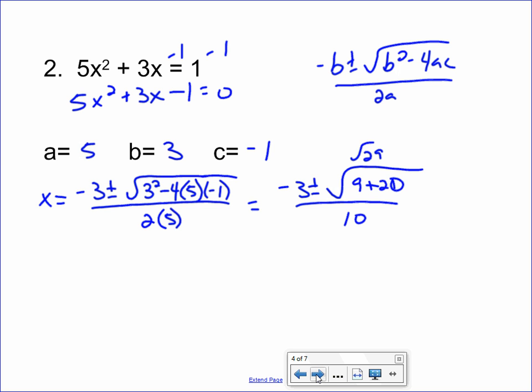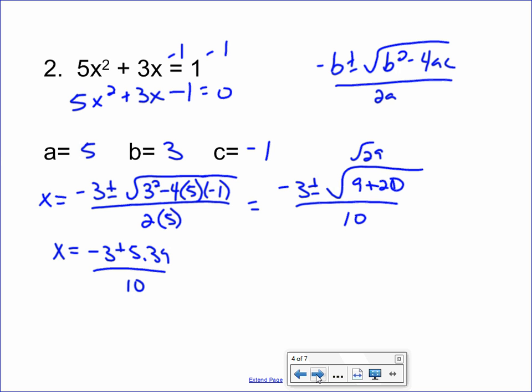And the decimal approximation for the square root of 29 is 5.39 if you round to the nearest hundredth. So I got x is equal to negative 3 plus or minus 5.39 all over 10.